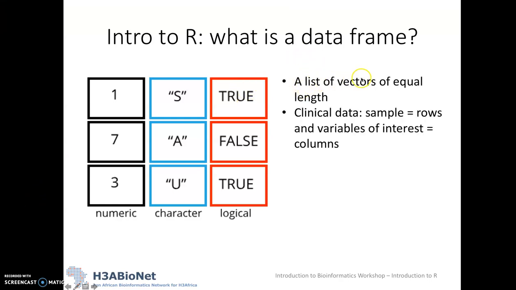So a data frame is a list of vectors of equal length. And as we mentioned, in the clinical data, each row will represent one sample, and variables of interest will be your columns. And then we have certain functions that we can use to examine this data frame, and we'll have a look in RStudio and see how we can do that.